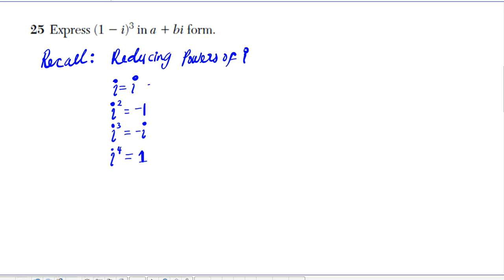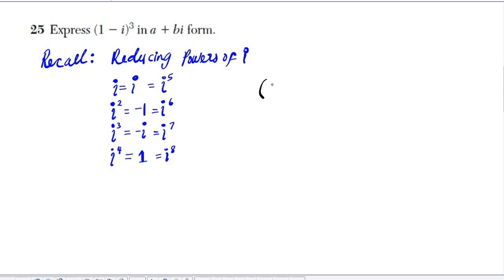So i is equal to i to the fifth. And then this is equal to i to the sixth. This is equal to i to the seventh. And this is equal to i to the eighth. So if you have powers of i that are greater than 1, you just have to figure out where they fall in, either in i, negative 1, negative i, or 1. And all you have to do is divide the power by 4, whatever the remainder is. That's exactly where you fall in. Okay? Now let's go ahead and solve the problem.